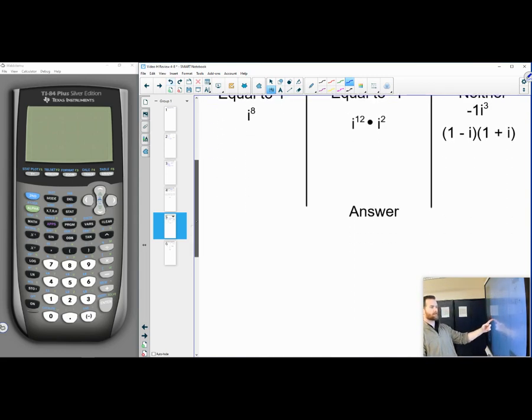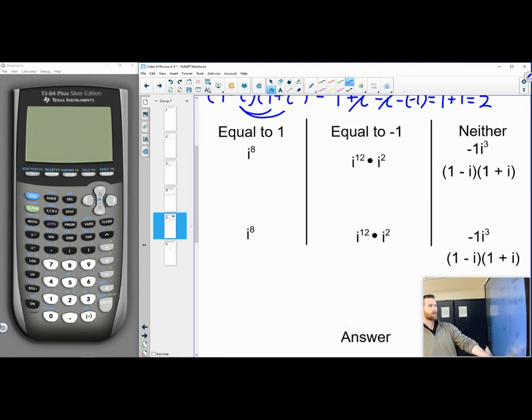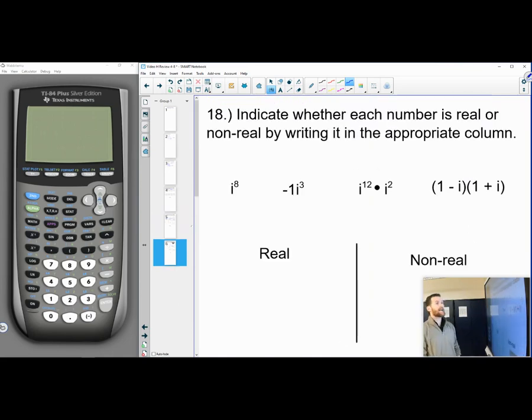Let's compare it to our answer key. Move the answer key down. So let's see, i to the 8th, i to the 12th times i squared, and the other two are neither. Very good. All right. Last one, number 18.